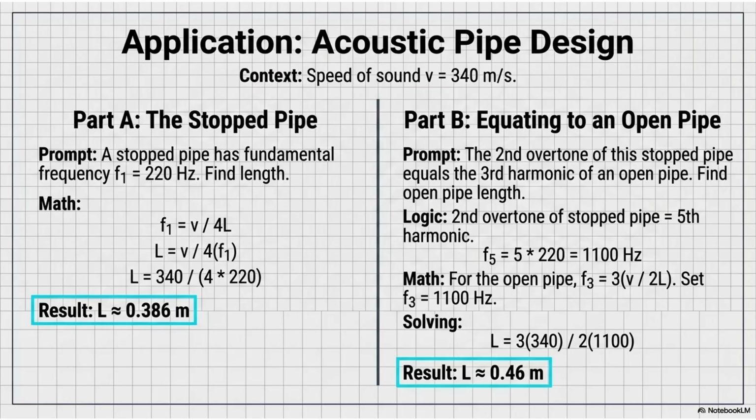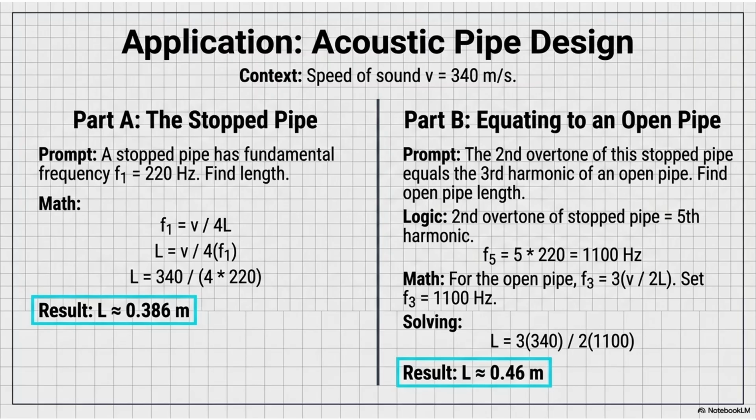And here's where students mess up. Exactly. I want to highlight this logic step because if you see second overtone and you multiply the fundamental by 3, you fail. Yep, because as we just established, a stopped pipe only has odd harmonics. Right. The fundamental is the first harmonic. The next available note is the third harmonic, which means the second overtone is actually its fifth harmonic. Exactly. You skip the even numbers completely.